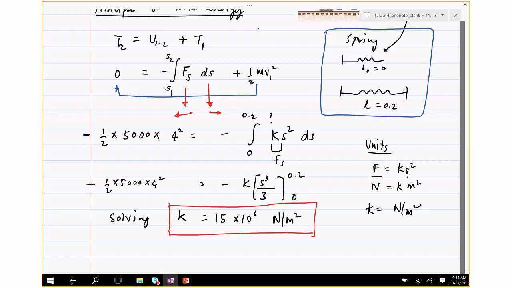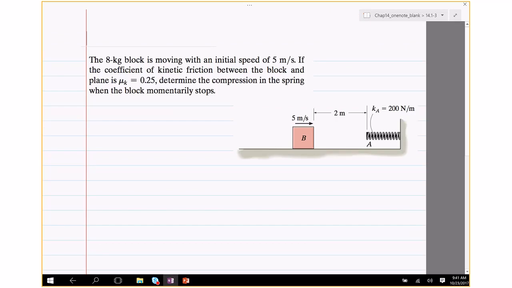The spring which we have over here. Okay, so the 8 kg block is moving with an initial speed of 5 meters per second. If the coefficient of kinetic friction is 0.25, determine the compression in the spring when the block momentarily comes to a stop. So this is probably more visual than the previous one, right? This block is moving to the right with the speed shown. The spring is initially uncompressed, so the force in the spring is 0.